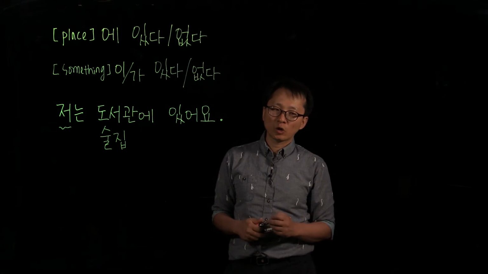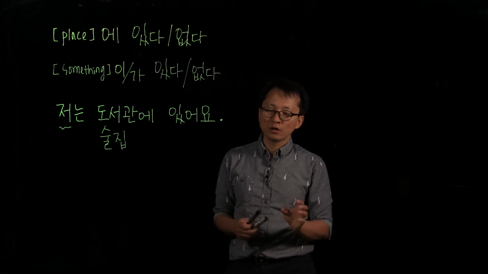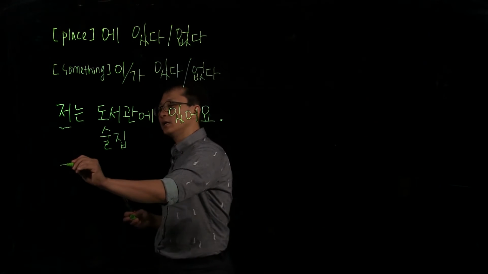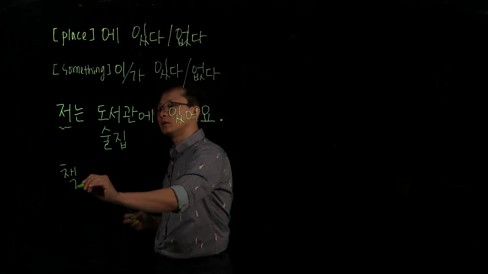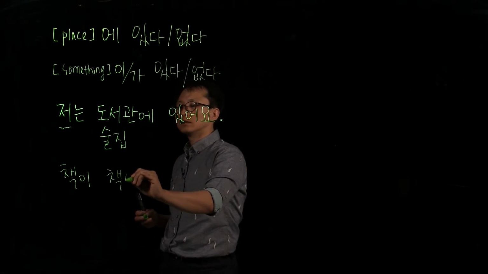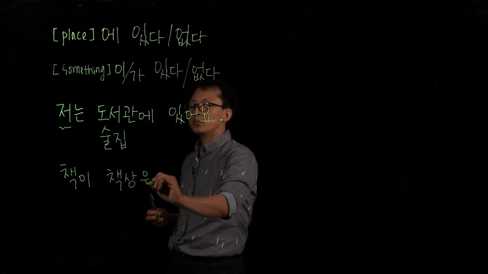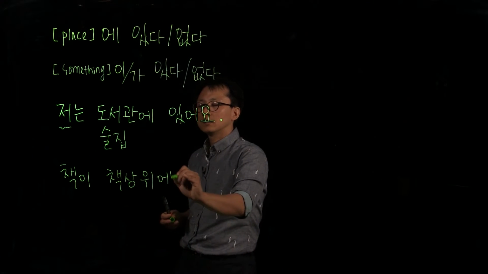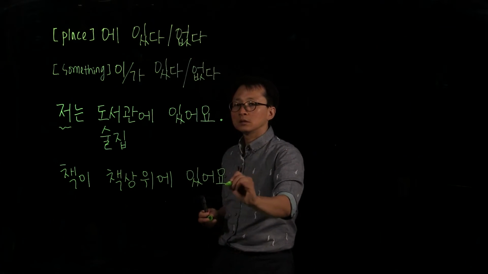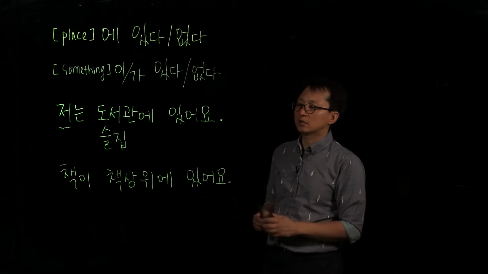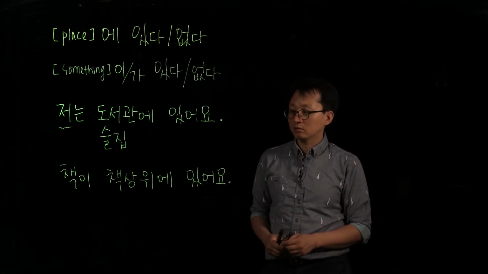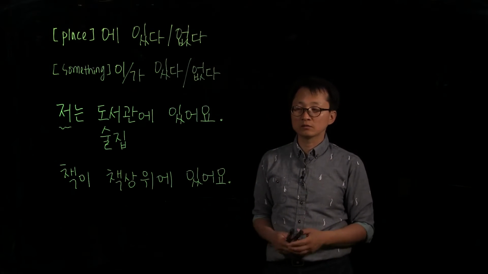You want to talk about location of your book. 책이 어디에 있어요? 책이 책상 위에, on the desk에 있어요. 책이 책상 위에 있어요. This is the subject. The book is on the desk. 책이 책상 위에 있어요. That makes sense, right?